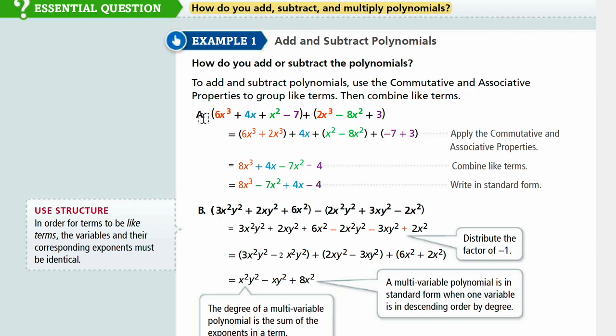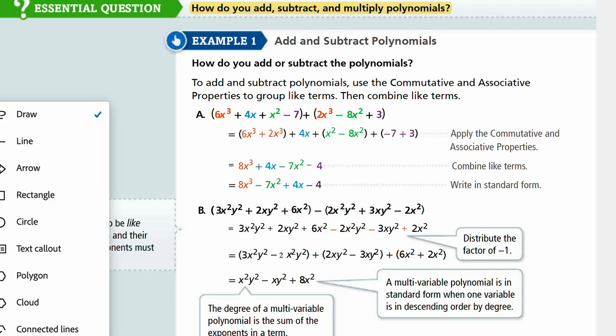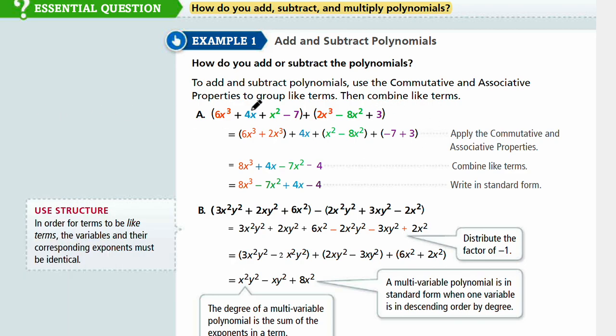So, for example, if you look at A, you'll see that you have 6x cubed plus 4x plus x squared minus 7 plus 2x cubed minus 8x squared plus 3 and so on, right? If you look at the terms, they are color coded for the like terms. The greens are the quadratic term, the oranges are the cubic term, and the blue is just 4x, and then the constants, right?